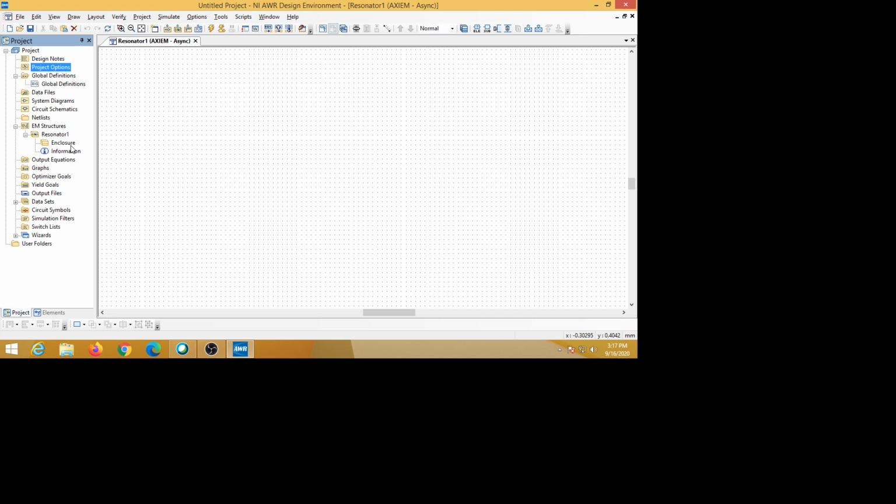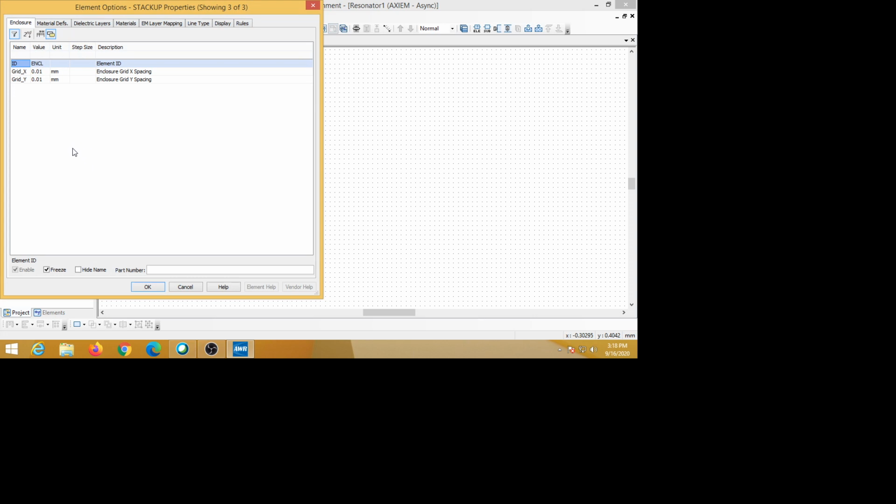This enclosure, right click, you will be getting the edit option, so you click over edit. So you will be getting this window, this is the window. In the enclosure there is a grid here.